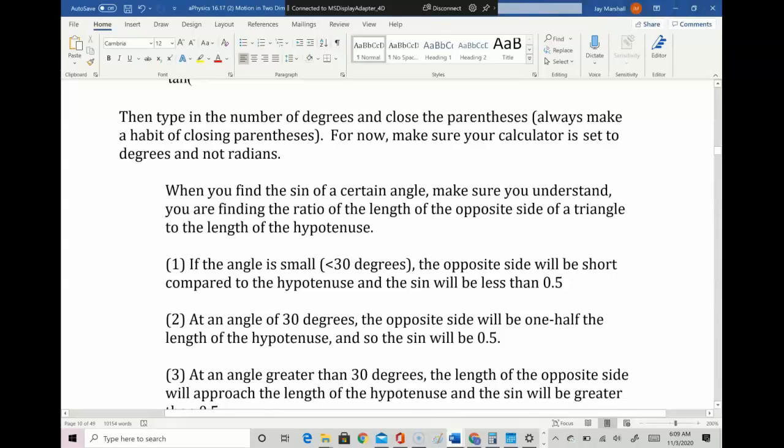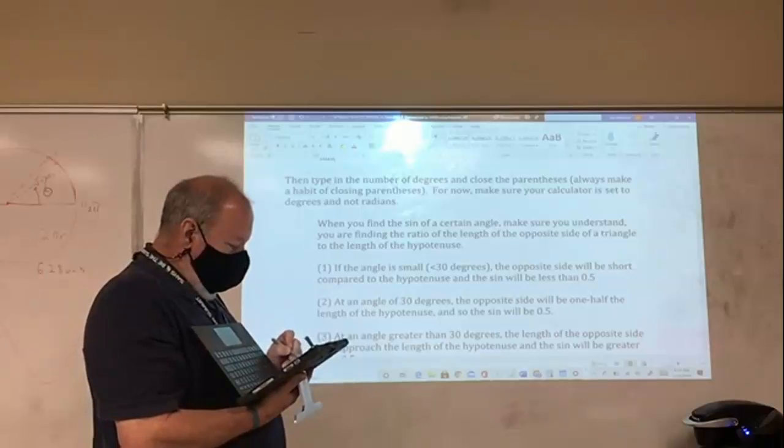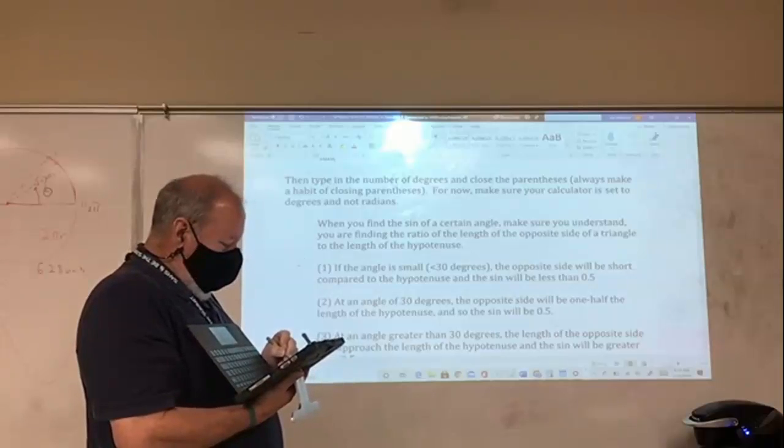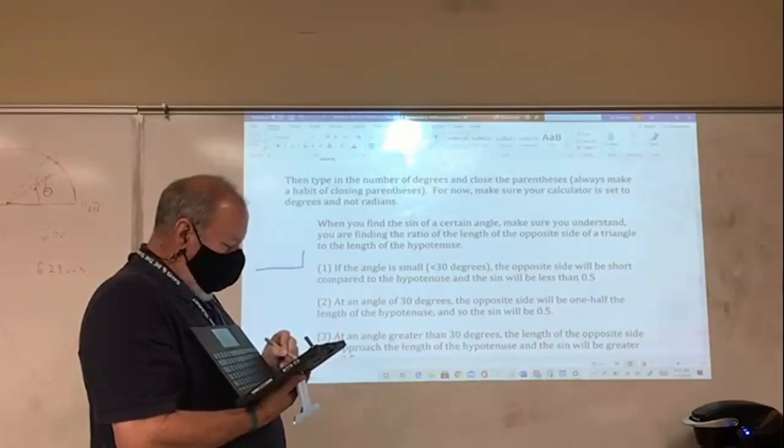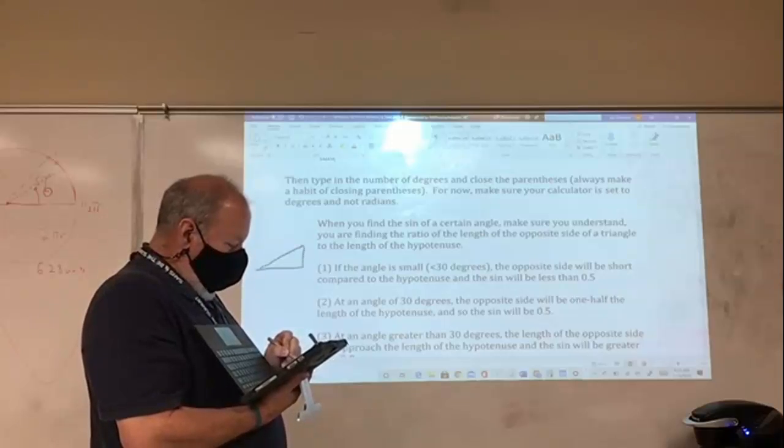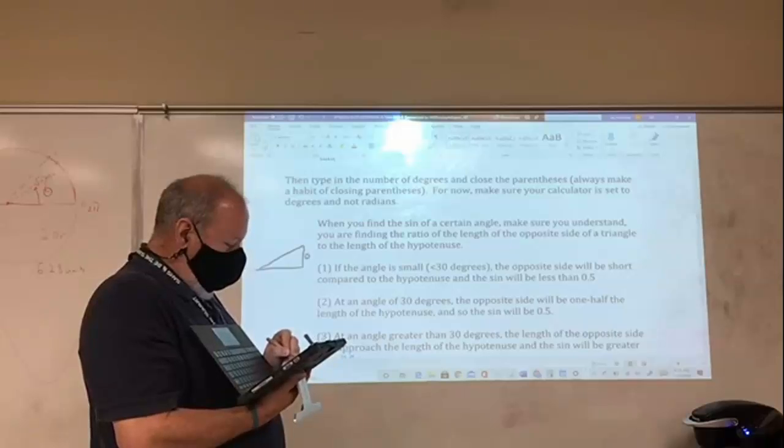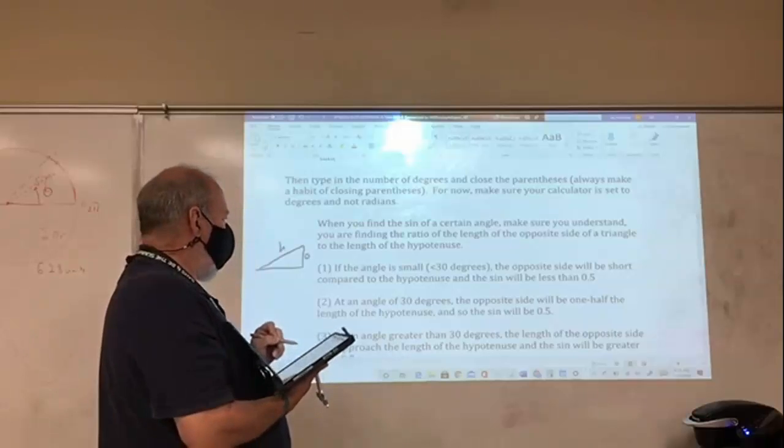Now, a couple of things about the relationship between the opposite and the hypotenuse, and the opposite and the adjacent, and the adjacent and the hypotenuse. A couple of things about these I want you to understand. When you find the sine of a certain angle, make sure you understand that you're finding the ratio of the length of the opposite side of a triangle to the length of the hypotenuse. Okay? So if this is my right triangle, I'm finding the ratio of the length of this side to this side.